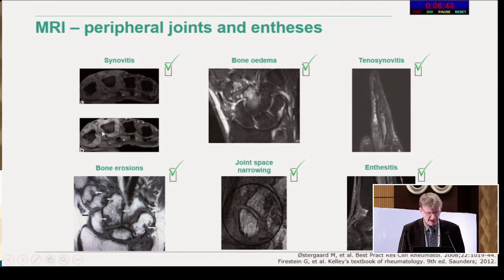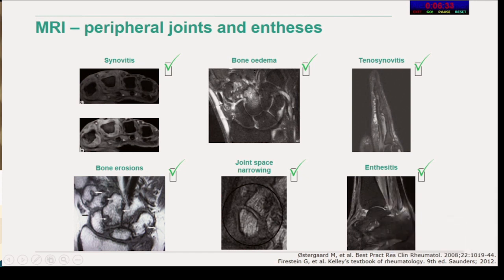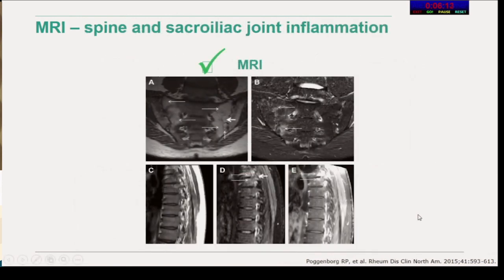Well, you can see synovitis here in an MCP joint, which is not a typical SpA joint, I know, but you can see it, and there you generally use contrast agent. You can see bone marrow edema as in the wrist here. You can see tenosynovitis in the finger positioned like this, where you see the tendon here and water in the tendon sheath in front of it. You can see erosions and joint space narrowing, and you can see enthesitis. I'll come back to some of these issues a little bit later. And then you can see the axial manifestations, both inflammation and damage, and I'll also come back to that a little bit later.